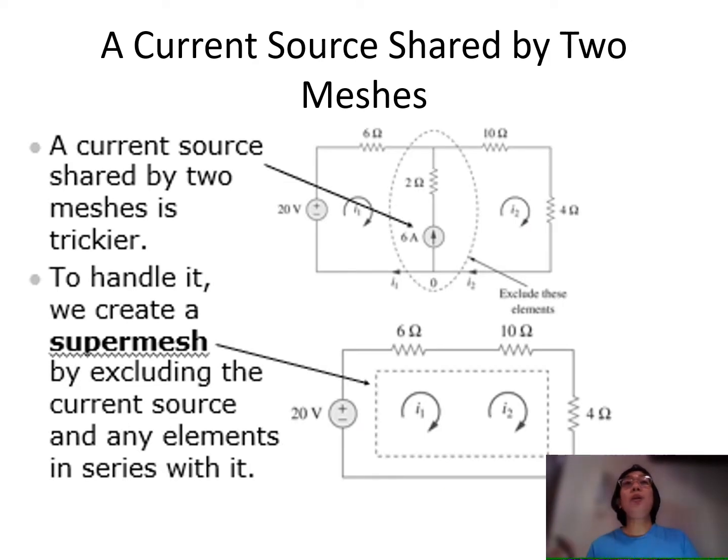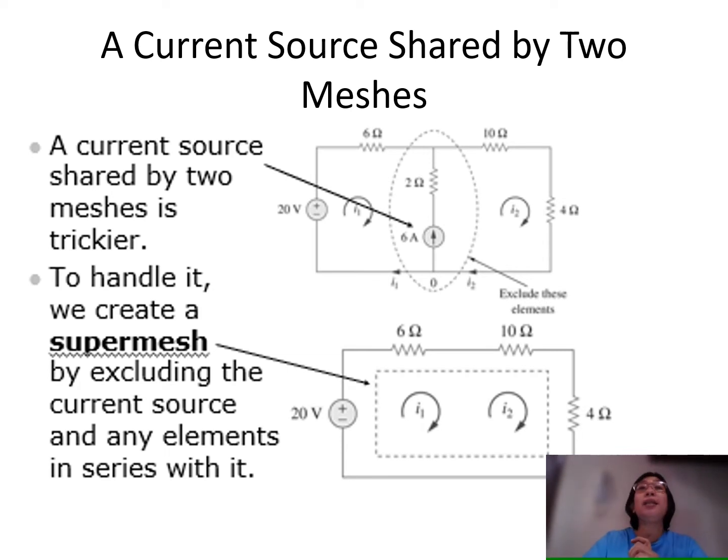So the first case is when we do not have a current source. Later I will be showing you how to create the equations if we don't have any current source. Now, the second case is when we have a current source located in a single mesh. The mesh current in that specific mesh is already equal to the current source connected in it. The third case is a current source shared by two meshes.